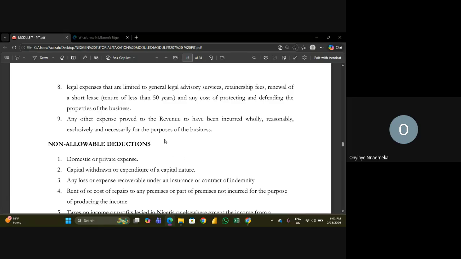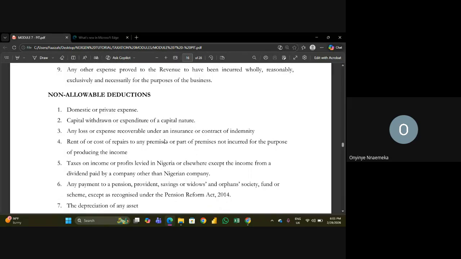Now, disallowable expenses include domestic or private expenses, capital expenditure, any expenses or loss that you can recover under insurance contracts, which means that if your goods should get burnt or get stolen and you know that you have insured this good, that loss will not be an allowable expense because the insurance contract will reimburse you. Rent of any premises that is not incurred for producing the business income. Taxes on income levied in Nigeria or elsewhere, except for dividend paid by a Nigerian company. That is franked investment income. Let me repeat it. Dividend is a franked investment income, and the only tax on dividend is withholding tax.